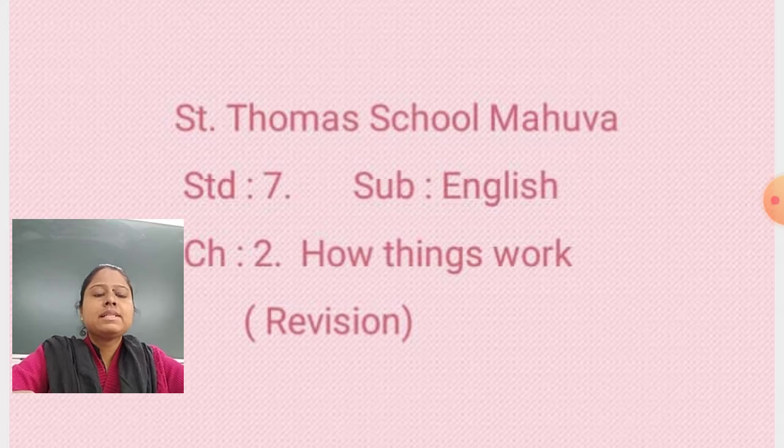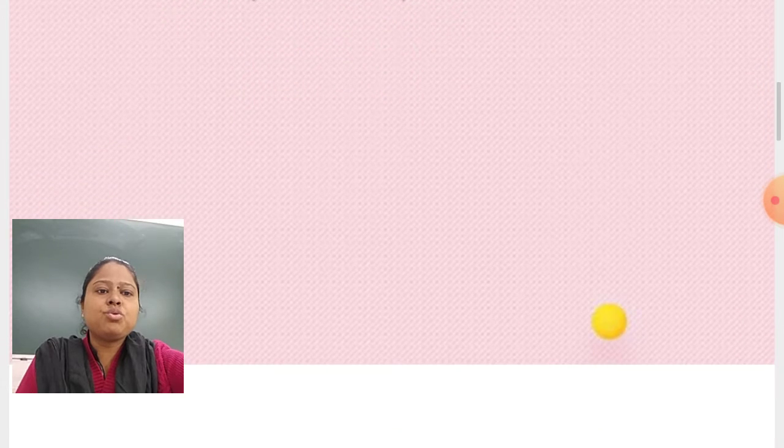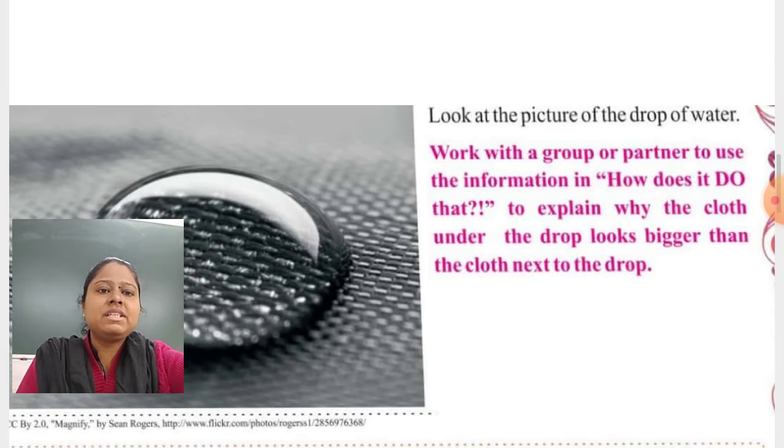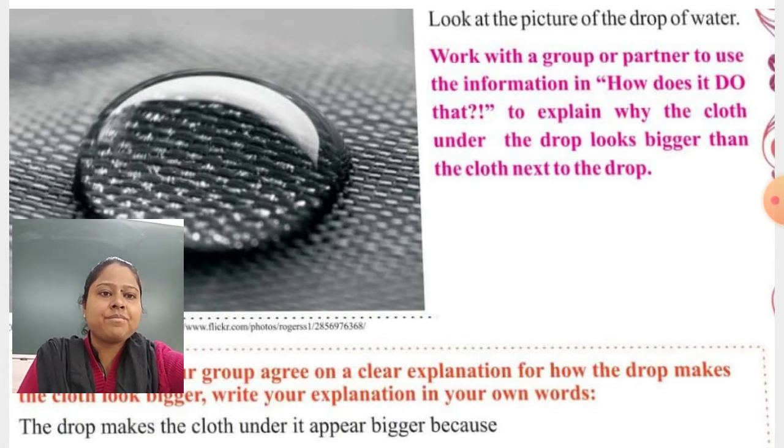St. Thomas School, Standard 7th, Subject English, Chapter 2, How Things Work. So we will have the revision of chapter number 2. Already in the previous lecture, in the revision, we have discussed two activities. Today, in the revision of chapter 2, we will discuss activity 6 and 7.